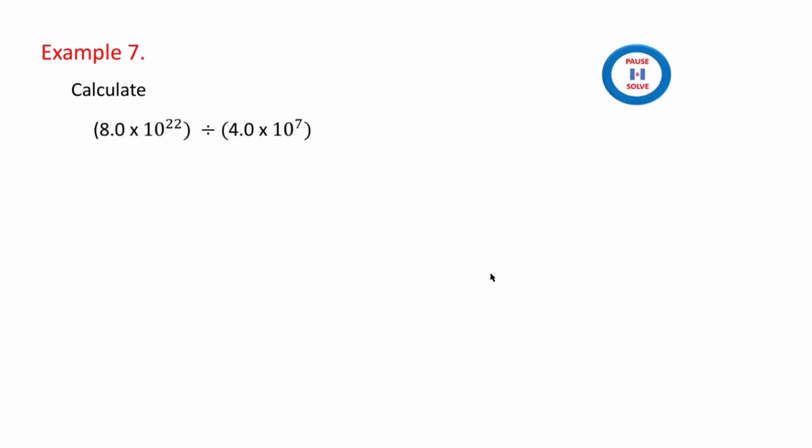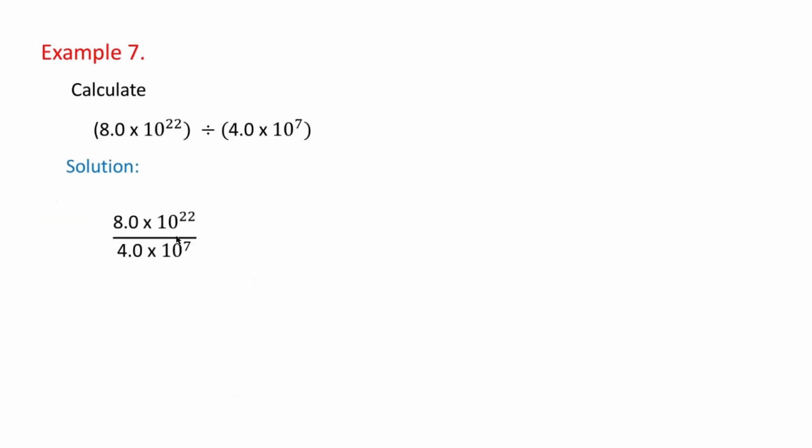Example number 7, division. So 8 divided by 4 is 2. 22 minus 7, it's 2 times 10 to the power 15.